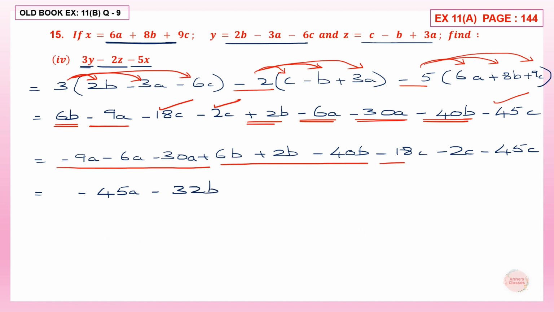Now let's take the c's here, only the numbers, so that will be minus 18, minus 2, minus 45 and c. So here signs are all the same, isn't it? So we can add up. 18 plus 2 is 20. 20 plus 45 is 65. So sign is minus, number is 65c. So minus 65c. So final answer, minus 45a minus 32b minus 65c.